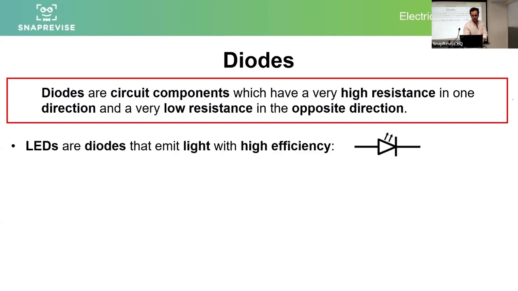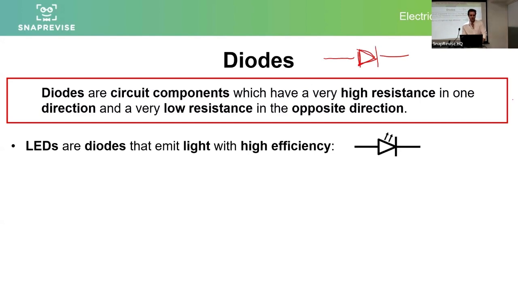So regular diodes are indicated by this arrow hitting a wall, essentially. And the arrow points in the direction which they will allow current to flow in, i.e. the direction in which they have a low resistance.